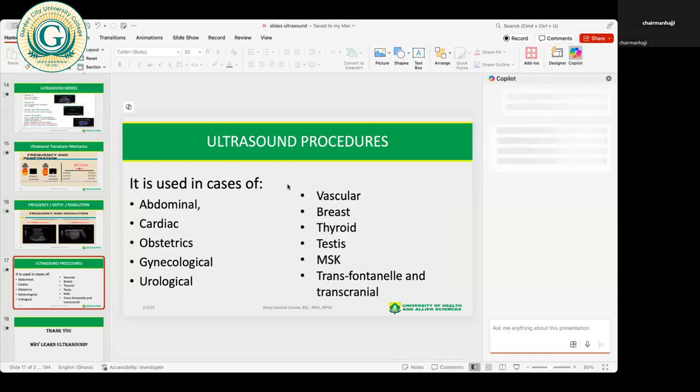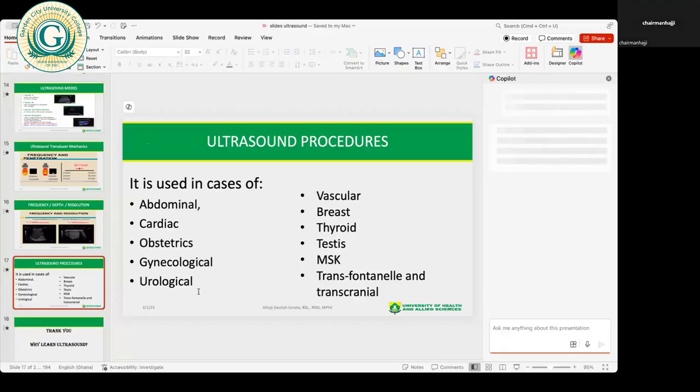What is ultrasound used for? Some of the procedures we use ultrasound for are abdominal purposes. We can use ultrasound for cardiac purposes, which is termed cardiac ultrasound, obstetric ultrasound, as we are learning today, and gynecological ultrasound. These two are the most common.